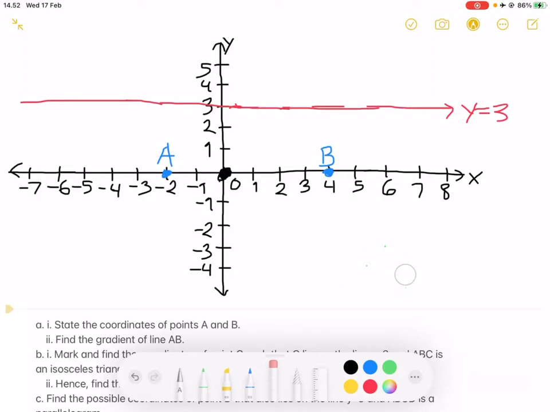So first, let's suppose that AB is the base. And then first we need to find the midpoint, and that's pretty easy to see. We can just take the average of the x coordinates. So the average of the x coordinates is -2 plus 4 all over 2, which is 2 over 2, which is just 1. So the midpoint is x equals 1.